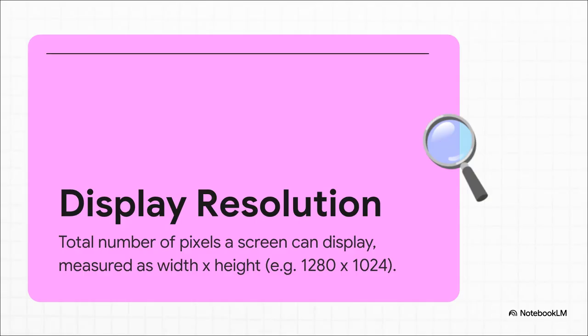And this brings us to a term you've definitely heard before: display resolution. It sounds technical, but all it really means is the total number of pixels a screen can show you. We measure it by the number of pixels going across the screen's width by the number of pixels going down its height. So a resolution of 1280 by 1024 just means you've got 1280 pixels in every row and 1024 of those rows stacked on top of each other.